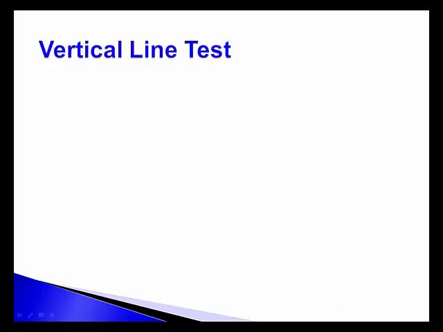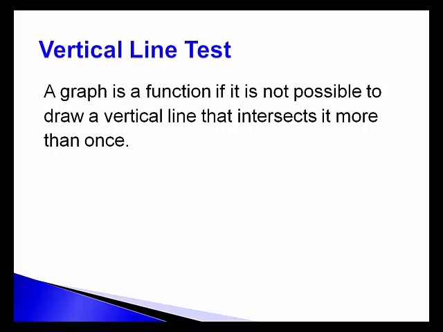I want to talk to you now about a vertical line test, because a vertical line test is what we use to determine if a graph is that of a function. So let's look first of all at the vertical line test, and then we'll look at some graphs to apply it. A graph is a function if it is not possible to draw a vertical line that intersects it more than once. By the way, vertical is up and down or across? Vertical is up and down.